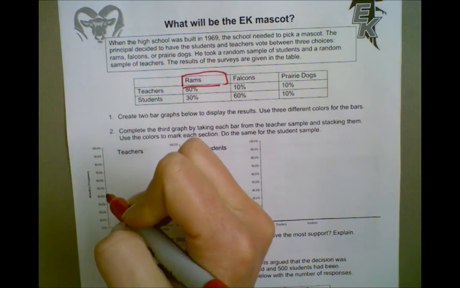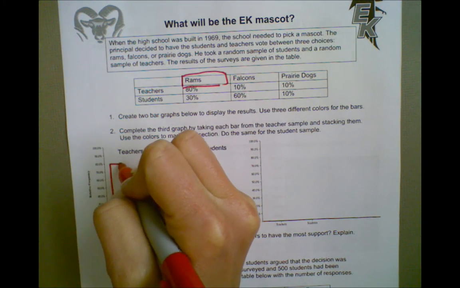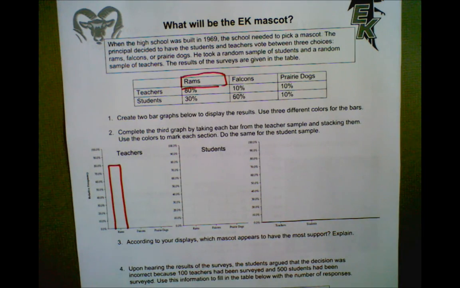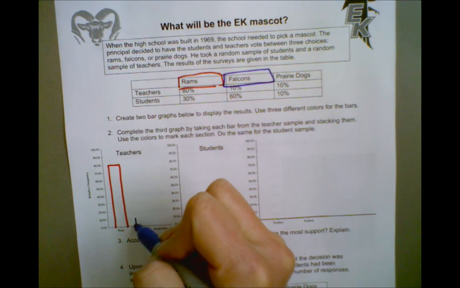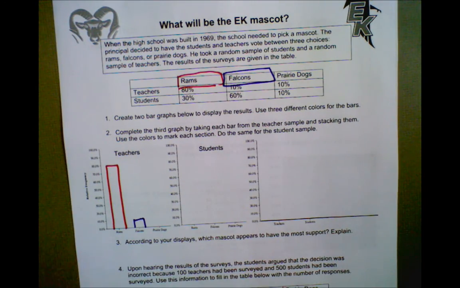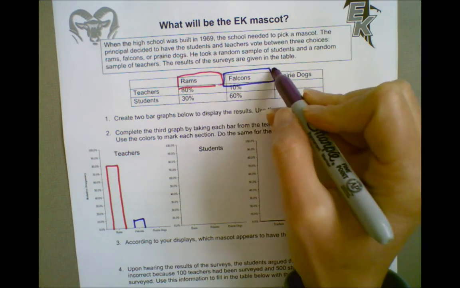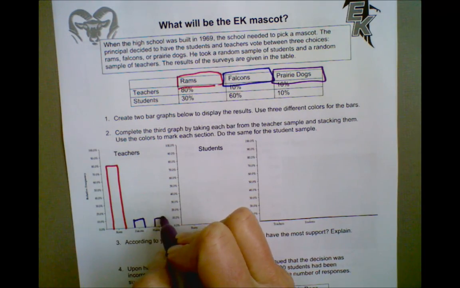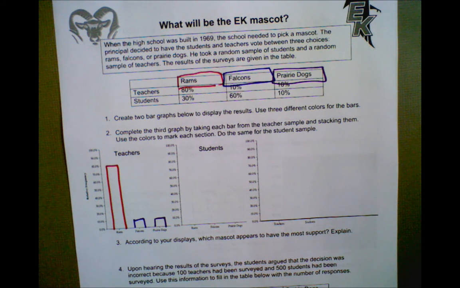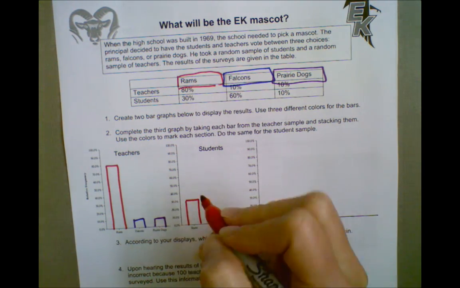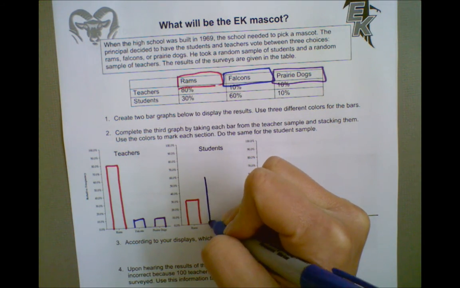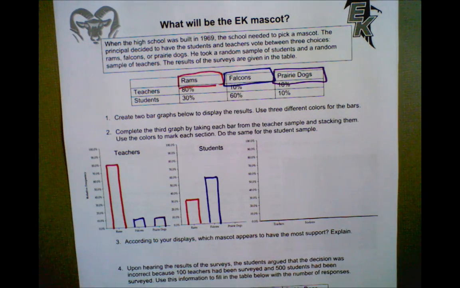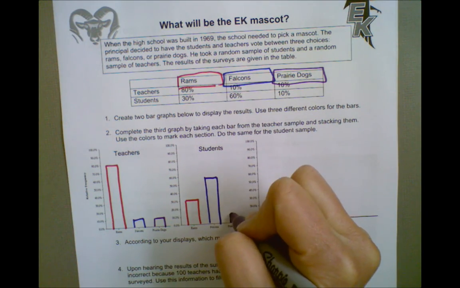So teachers, 80% preferred Rams, and then 10% preferred Falcons, and another 10% voted for prairie dogs. So we have a bar graph for our teachers. We're then going to do the same for our students. Students, 30% voted for Rams, and then 60% voted for Falcons, and 10% for prairie dogs.